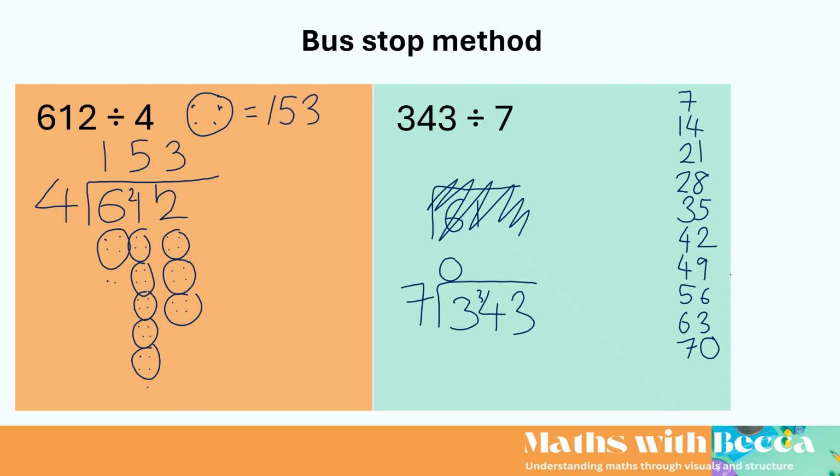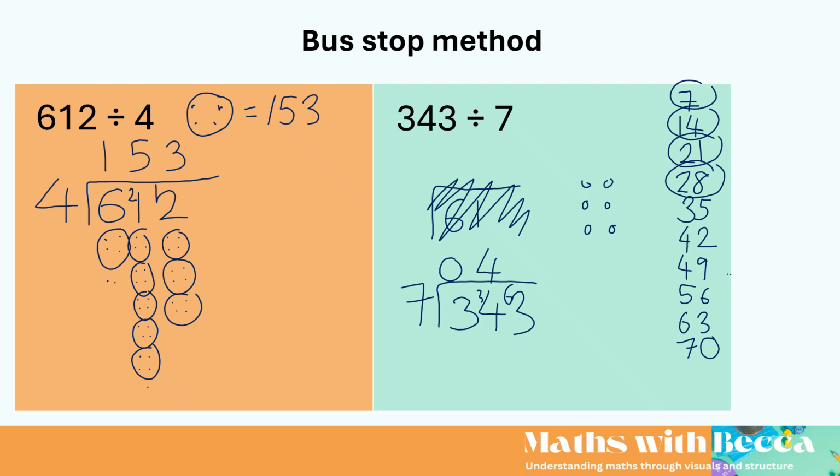And this is where my list of times tables is going to come in useful. So how many 7s can I get into 34? So 1, 2, 3, 4. The next one is 35, so that's too many. So I managed to do 4 groups, and that took me to 28. So I now need to think, what have I got left over from 28 up to 34? You could do dots again, so 28, 29, 30, 31, 32, 33, 34. So that's 6 left over.